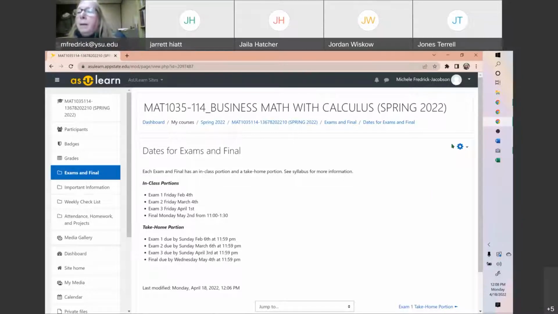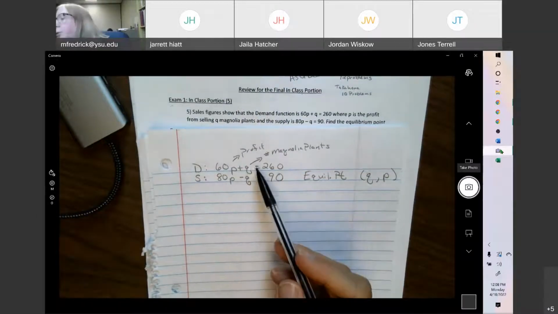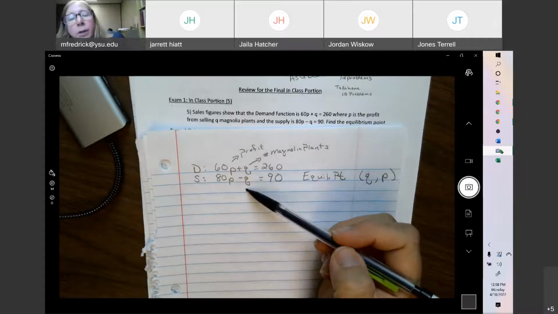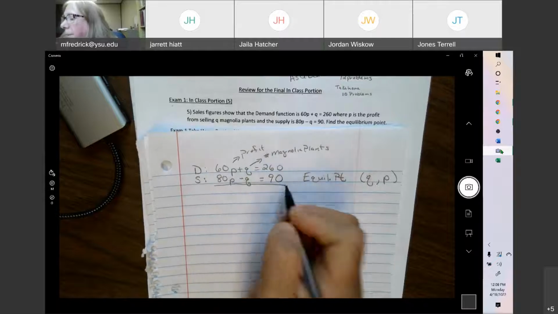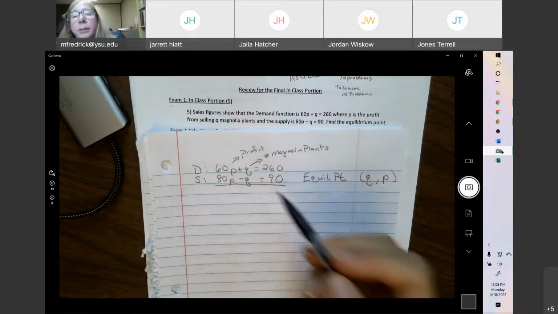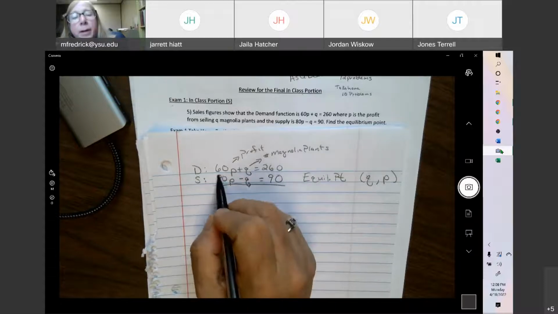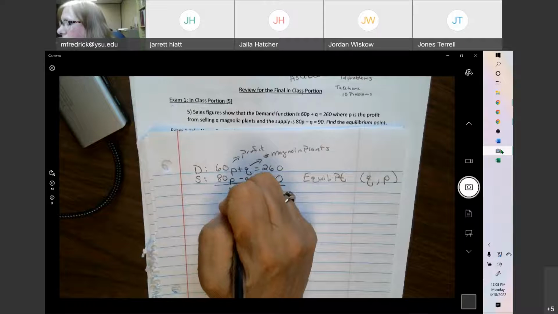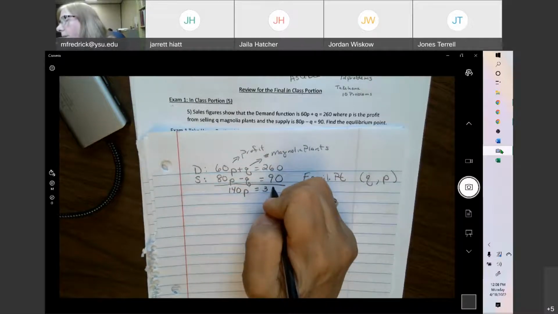So you could use substitution, but the way it's set up, notice with elimination, when we add down, the Q's would drop out. So I would use elimination. It all depends on how it's set up. If it's solved for one variable, then substitution. In this case, adding down the Q's would drop out. 80 and 60 is 140, 350.